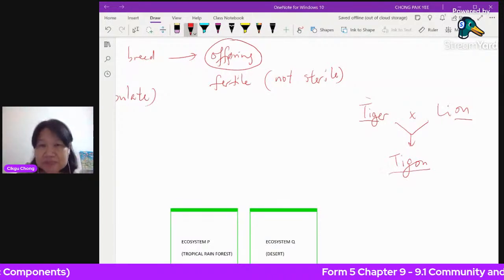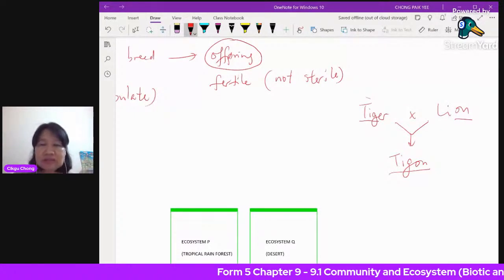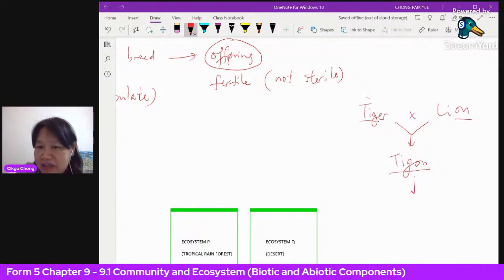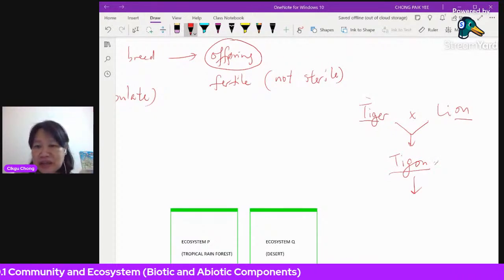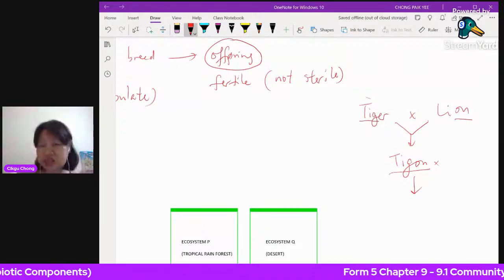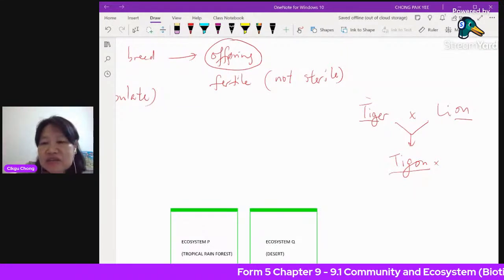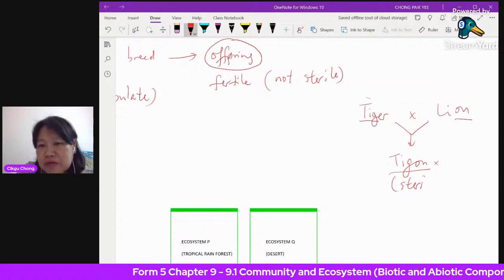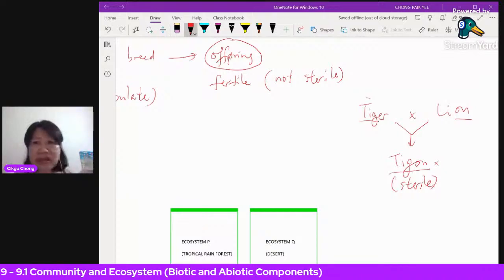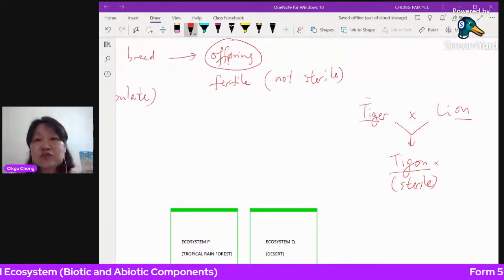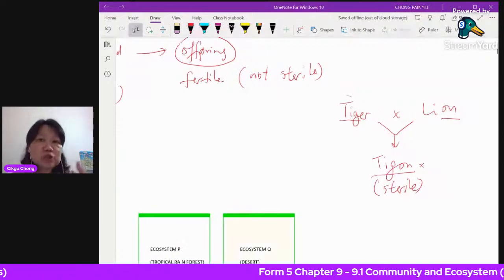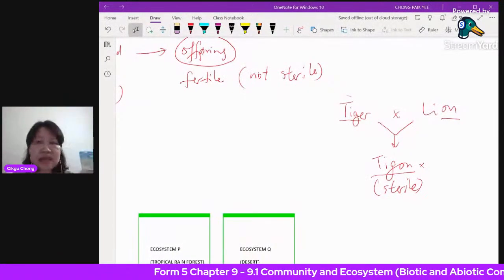Now, this tigon is born, but interestingly enough, this tigon cannot interbreed with another tigon to produce the next generation. That means this tigon is actually sterile. You are not able to have another generation of this species called tigon. So what is your conclusion from that? What conclusion can the scientists make from here?